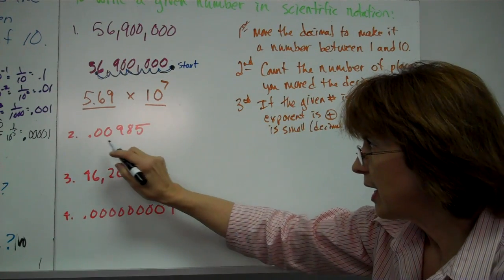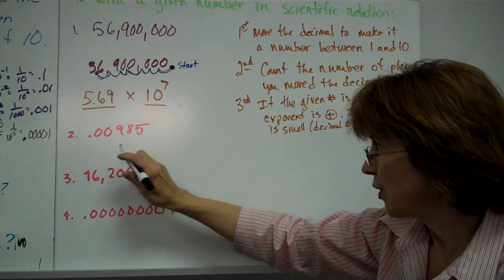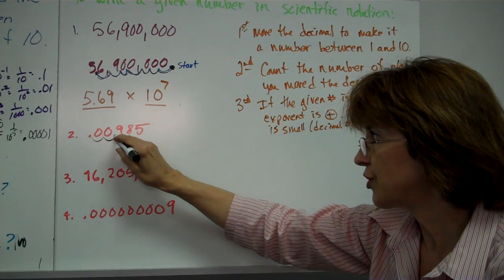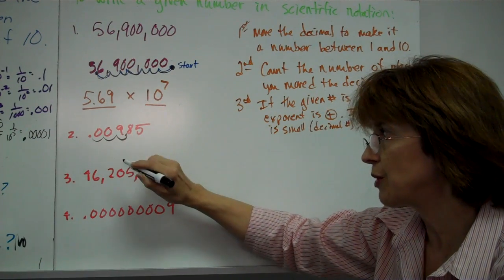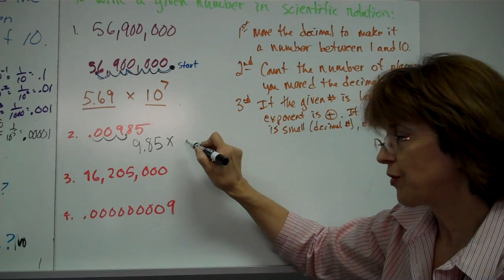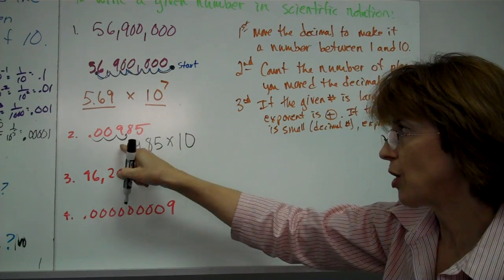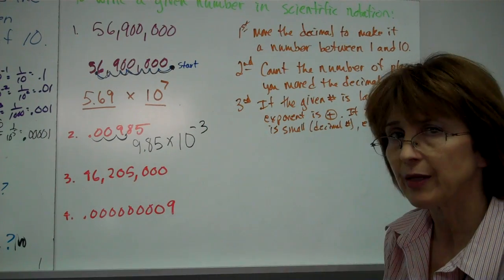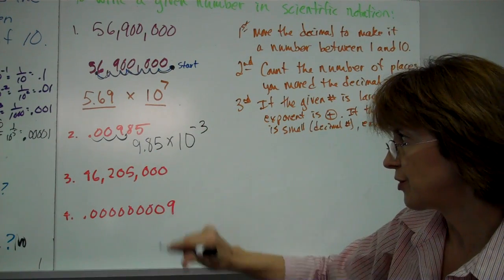Okay, this one, is this a number between 1 and 10? No. So I've got to move the decimal 1, 2, 3. That's a number between 1 and 10. So I rewrite it 9.85. I remember I had to move it 3 places, and it's a small number, so it's going to be 10 to the negative 3. And that's the number in scientific notation.